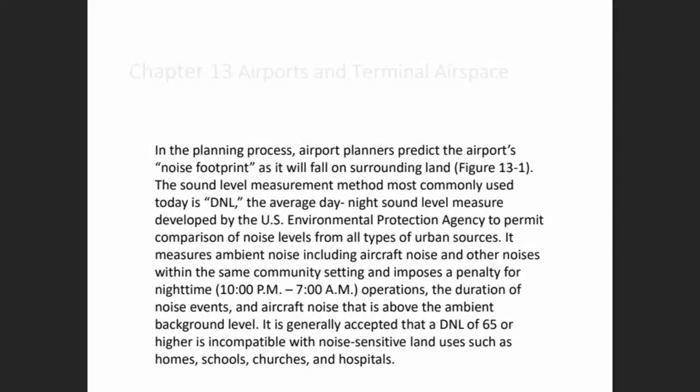Airport plans predicted the airport's noise footprint as it would fall on surrounding lands. The sound level measurement most commonly used today is DNL, the average day-night sound level, developed by the U.S. Environmental Protection Agency to permit comparison of noise levels for all types of urban sources. It measures ambient noise, including aircraft noise and other noises within the same community setting, and imposes a penalty for nighttime operation. It is generally accepted that a DNL of 65 or higher is incompatible with noise-sensitive land uses such as homes, schools, churches, and hospitals.